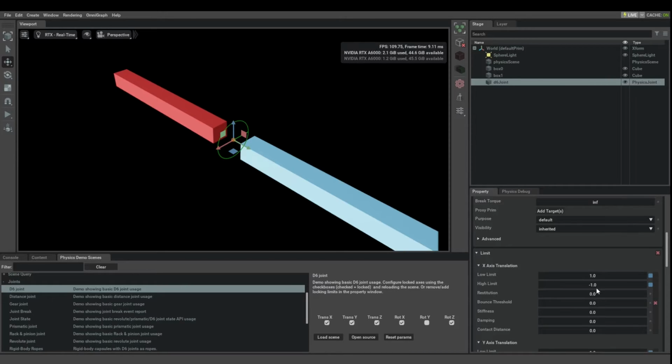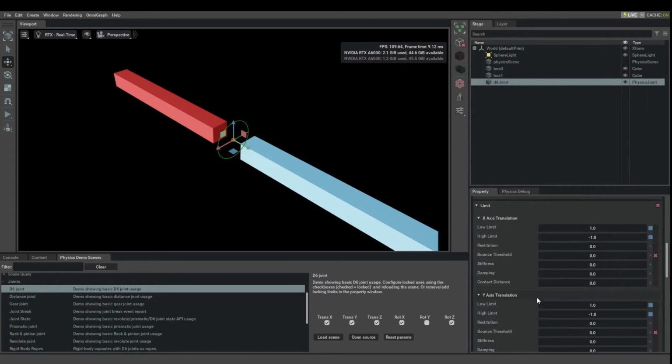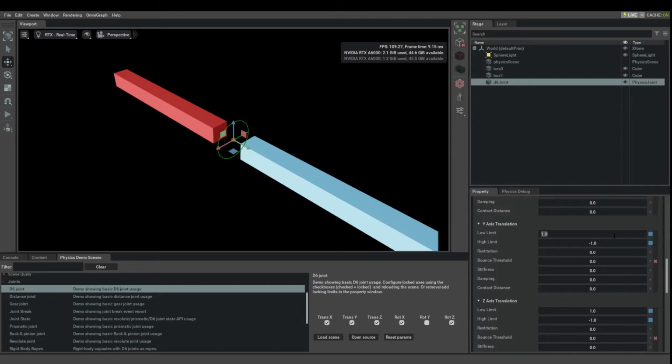So for this joint, it's almost like a joint construction kit. You can independently reason about each degree of freedom. Let's say that we want to get rid of, or maybe not entirely get rid of, but let's say also along the y-axis, we want to allow translation from, let's say, minus 10 to 10.